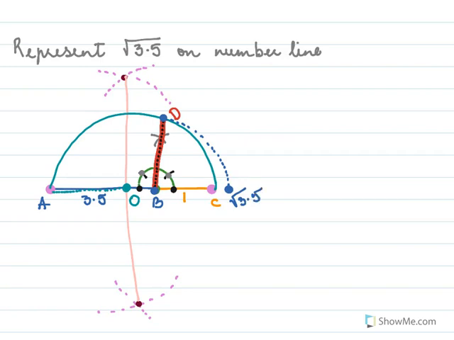So we have basically drawn BD equal to this. This is your BD again. We will put this as D dash, and that is under root 3.5. So your BD dash is under root 3.5.